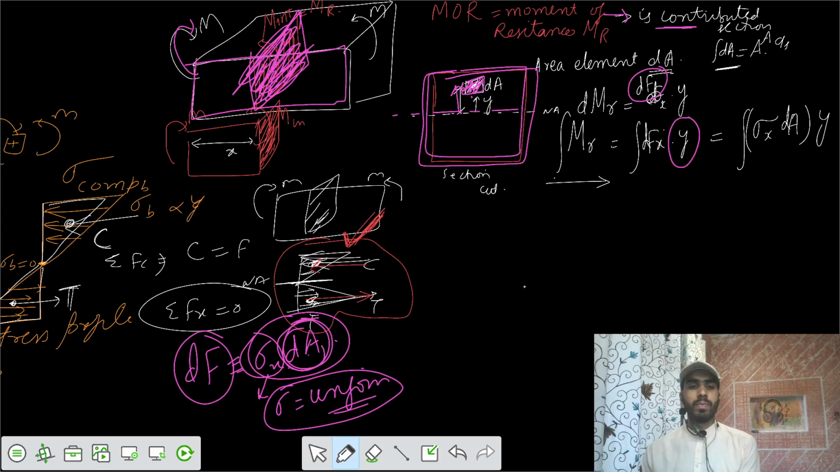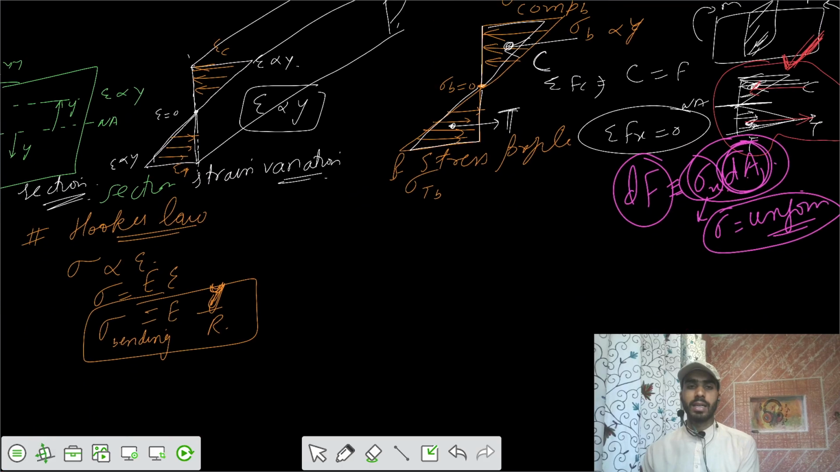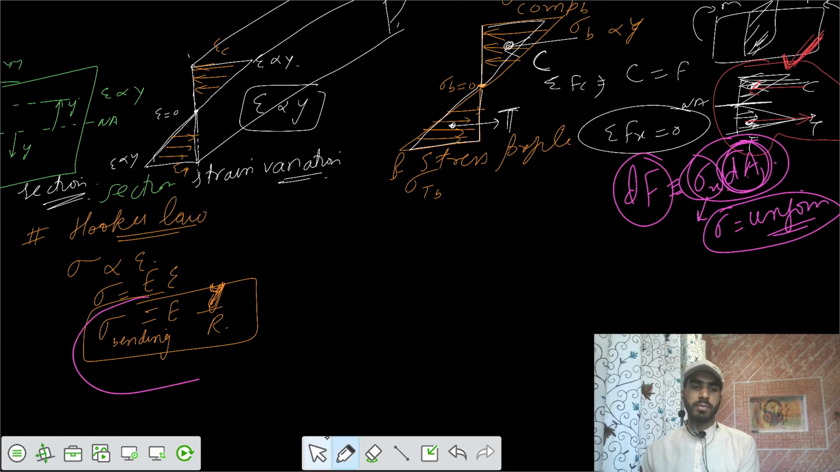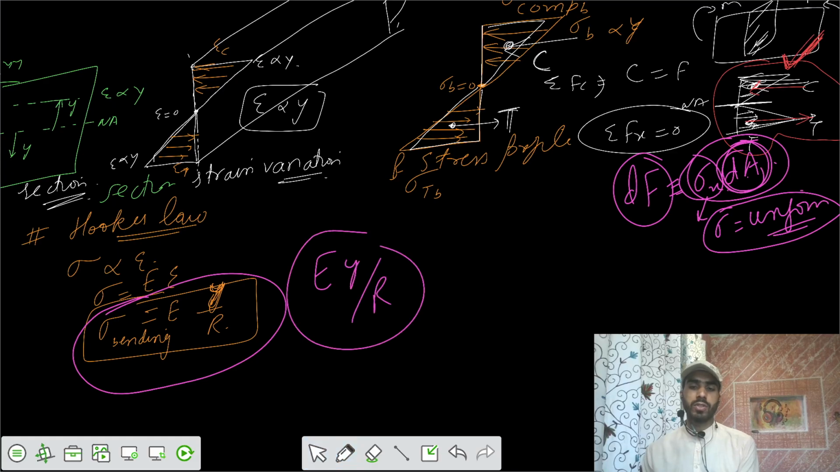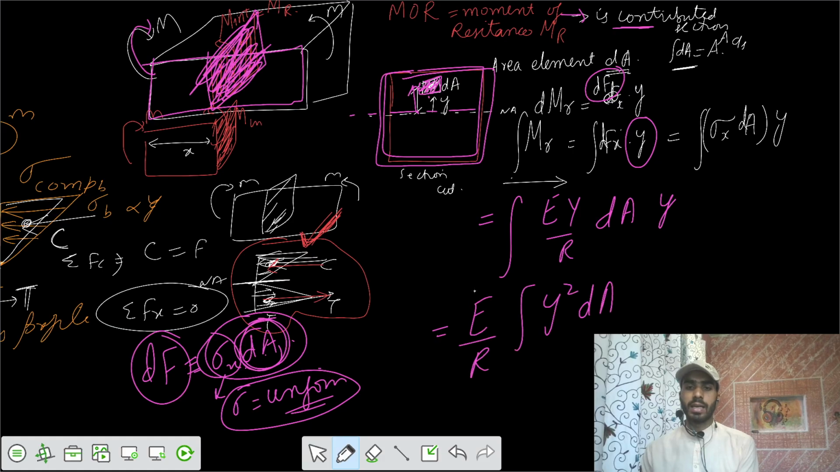But based on the equation we have earlier, sigma equals Ey by R. That bending stress equals Ey by R. If you substitute here Ey by R, with dA into y integral, that means E by R integral y squared dA. That's your moment of resistance MR.